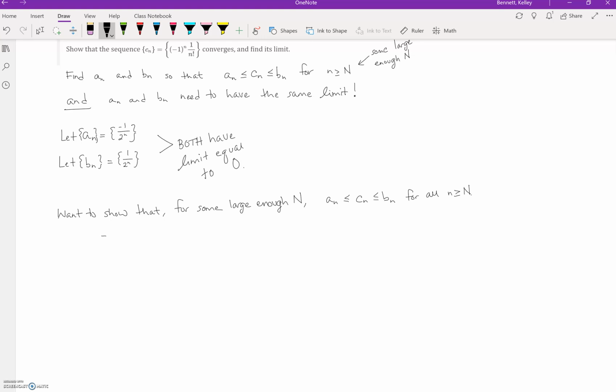We know that A sub n is -1 over 2 to the n. We know that C of n is (-1) to the n over n factorial. And we also know that B of n was +1 over 2 to the n. So you might be thinking, this is a weird inequality to solve. How do I do that? So I'm going to take a pause here and pick up in the next video. I'm going to work through the inequality and we'll show that the limit of C of n is 0 as well.